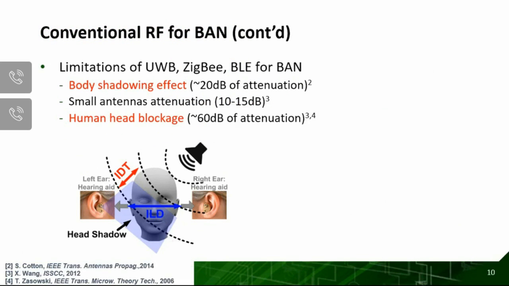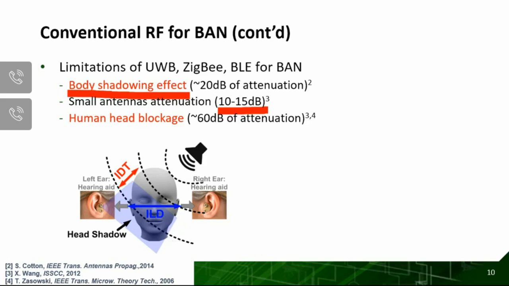On top of the body shadowing effect that we discussed in the previous slide, we also need to think about the antenna effect on the RF that is in close vicinity with the human body. We also note that an antenna placed right next to the human body will give an additional 10 to 15 dB path loss, and the radiation pattern will change.